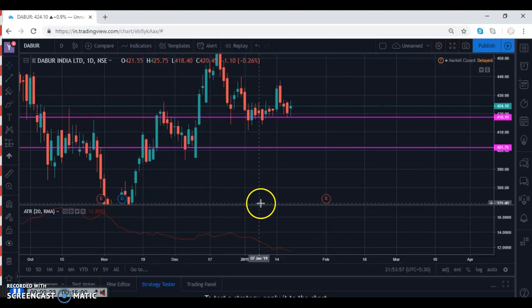So for that reason, in this video I'll only be talking about position sizing. Coming to the swing entry and exit and the positional entry and exit, I'll do a different video. Please stay tuned to this channel.